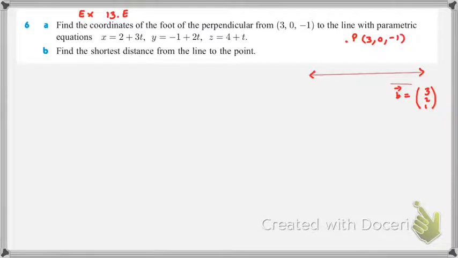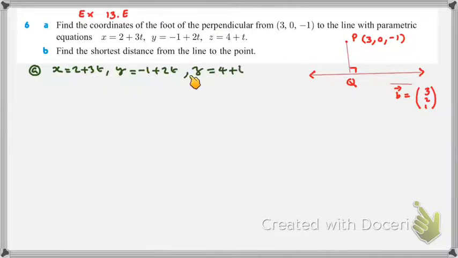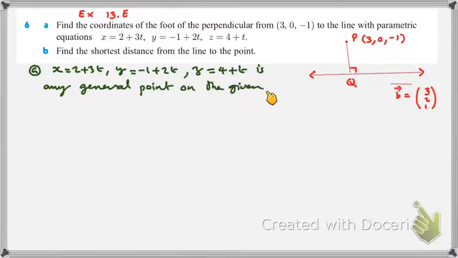Now what we are going to do is draw a perpendicular from P to the given line, and the perpendicular meets the line at Q. So Q is the foot of the perpendicular. I'm going to start with the equation of the line one more time. I copy the equation of the line, and I know that when an equation is written like that, it represents any general point on the line. As I choose different values for t, I get different points on the line.